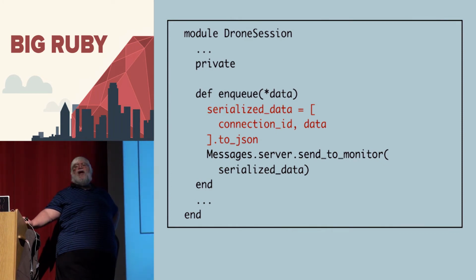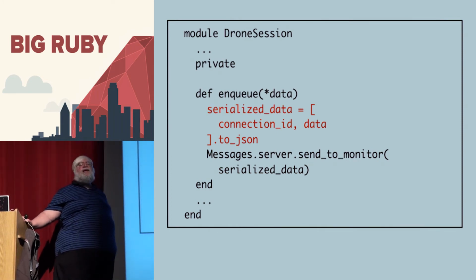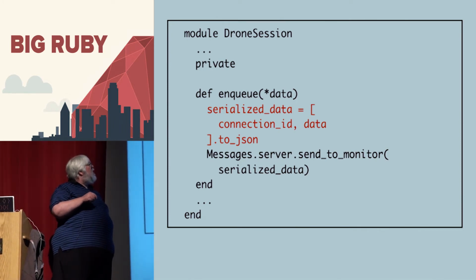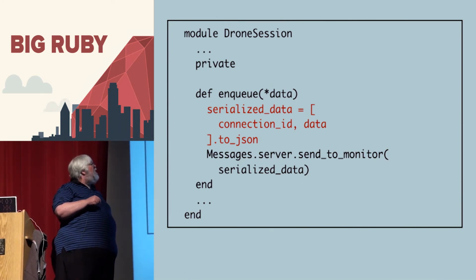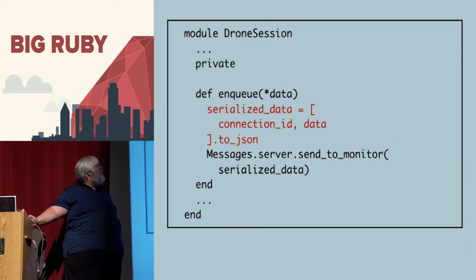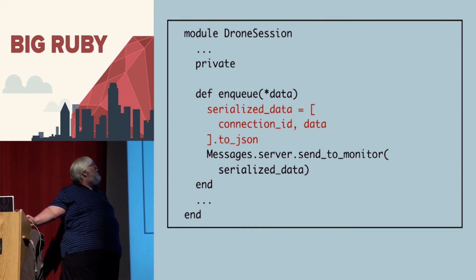Here's the private enqueue message that takes data and serializes it, creates an array of connection ID and data, converts it to JSON, and then sends to monitor. That sends the serialized data to the monitor portion of the program. So that's fairly straightforward.